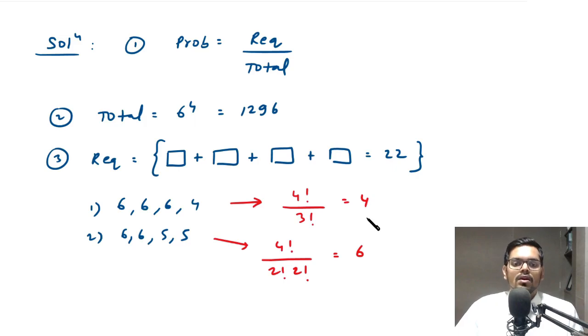The next case you can think of is 6 plus 6 is 12, and then I need 10 to make it 22, so 5, 5. Again if you use permutation, 4 factorial by 2 factorial 2 factorial, 6 would be the outcome. If you do it manually, you might fail to get some cases, right? So permutation is the best way to avoid any confusion. Just do the arrangement, 4 factorial by 2 factorial 2 factorial comes out to be 6. So total requirement has 10 such possibilities.